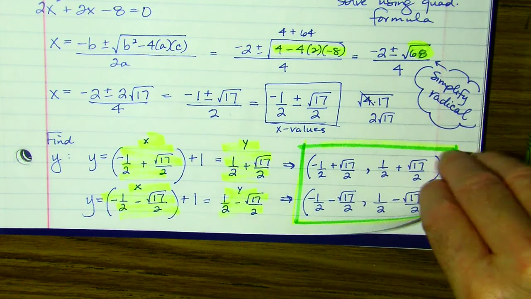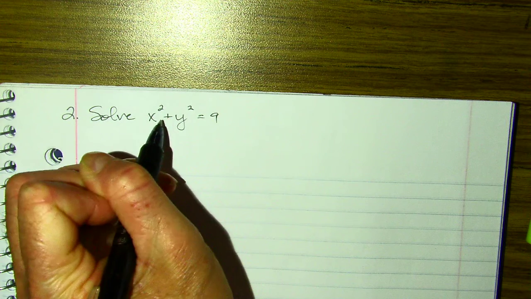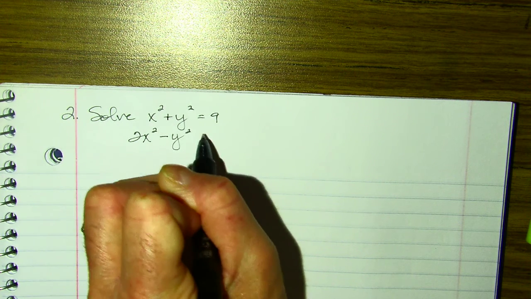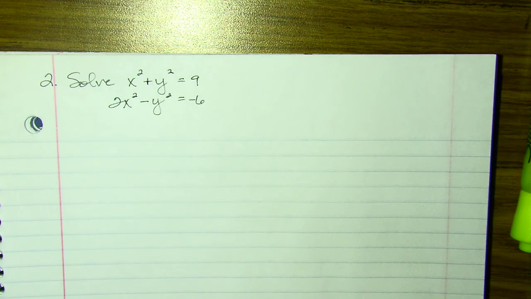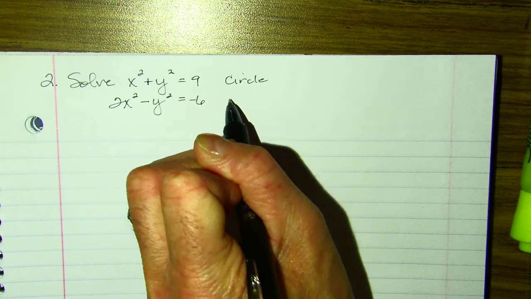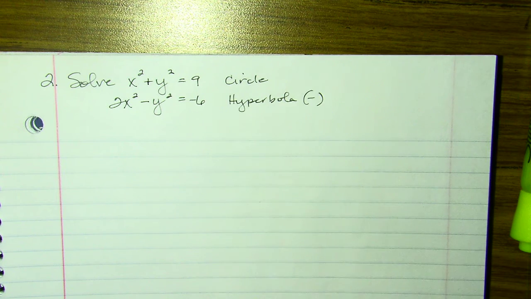Crazy. We're going to do another one because I'm sure that seemed a little bit crazy. So the next one we're going to solve: x squared plus y squared equals 9, and 2x squared minus y squared equals negative 6. Now, it doesn't really matter if you recognize what these are, but I know the first one is a circle, and I know the bottom one is a hyperbola because of the subtraction sign.